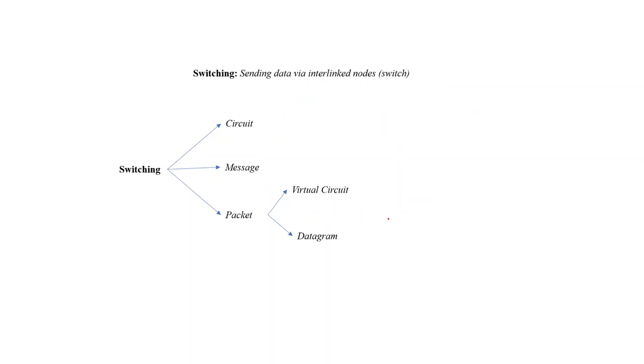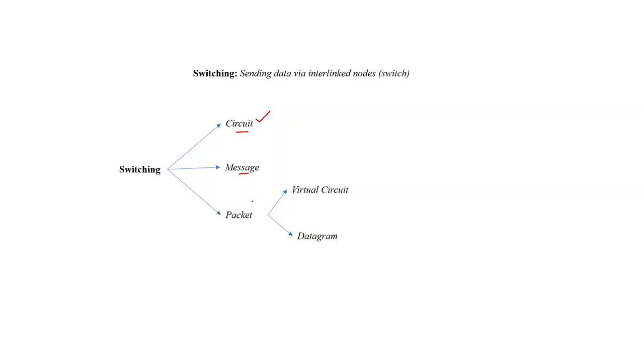And finally, when we send data, we send it from one node to another node. Those interlinked nodes are also known as switches. And we have circuit switching, where we make a logical connection from one node to another and we send the data. So this is a kind of dedicated connection, and we generally don't use circuit switching. This is more suited for your telephone systems.